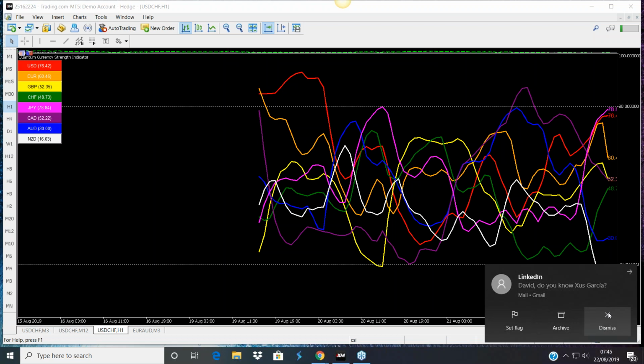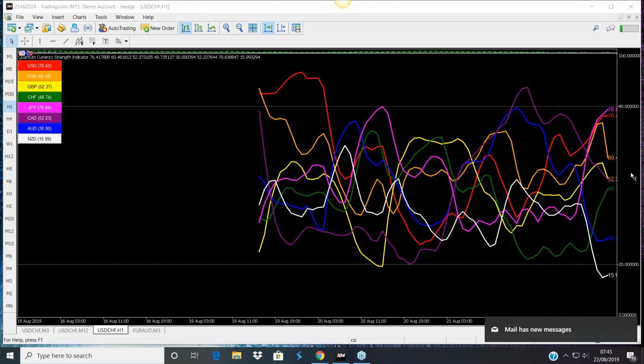What I'm looking for on this particular indicator is a degree of divergence. What I don't want to see particularly is lines moving in parallel, because that tells me that on this particular chart we have congestion. When they're moving together, there's no divergence.